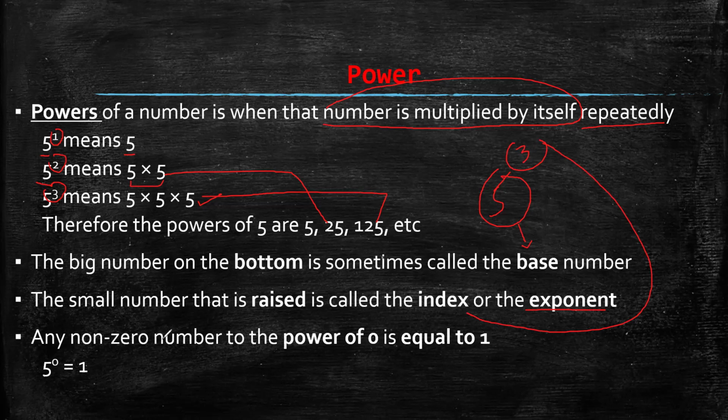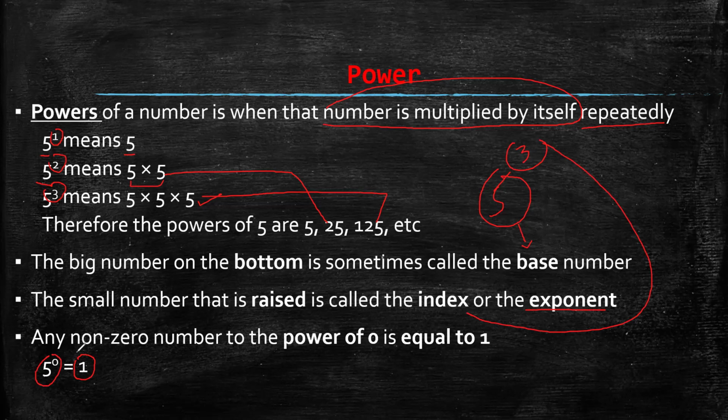Any non-zero number to the power of 0 is equal to 1. Remember that when we have a power, or index or exponent, of 0 on any number, it should be equal to 1. Always remember that, it is a very important point.